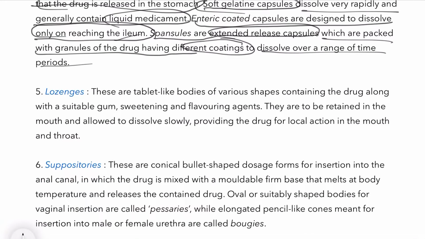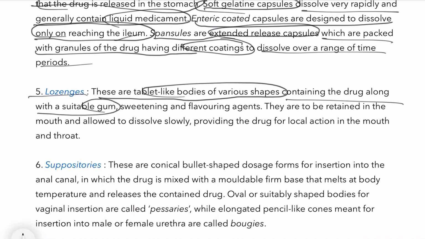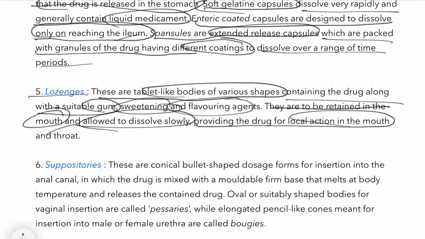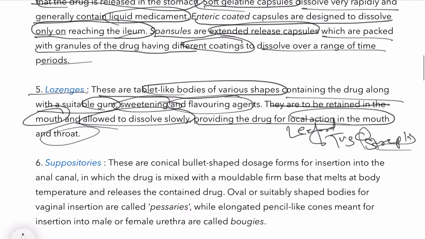Now next is lozenges. These are tablet-like bodies of various shapes containing the drug along with a suitable gum, sweetening and flavoring agent, and they are to be retained in the mouth or allowed to dissolve slowly. So you can have the lozenges in your mouth, or you can swallow too, providing the drug for a local action in the mouth or throat. Examples are Leoford lozenge, Tuscu, Strepsils, these all are lozenges.